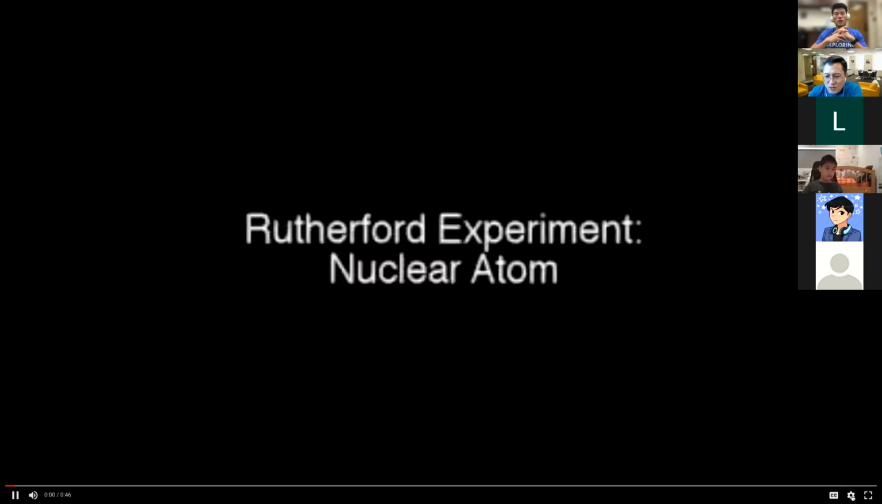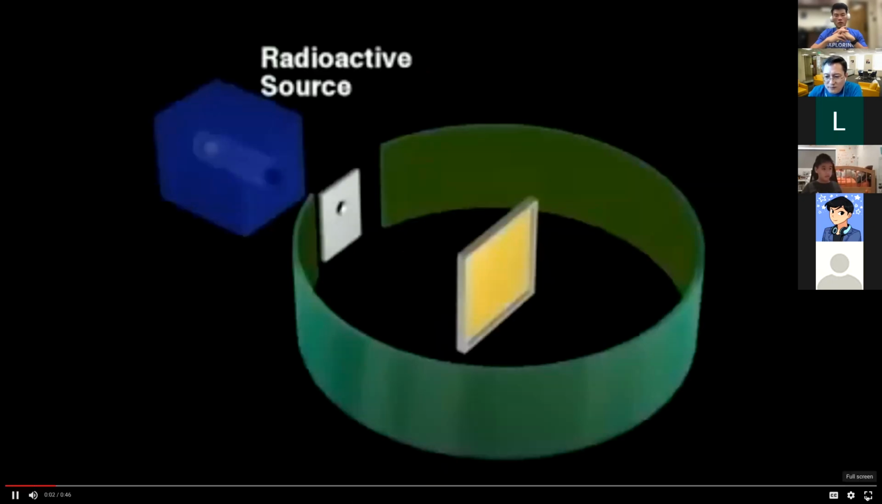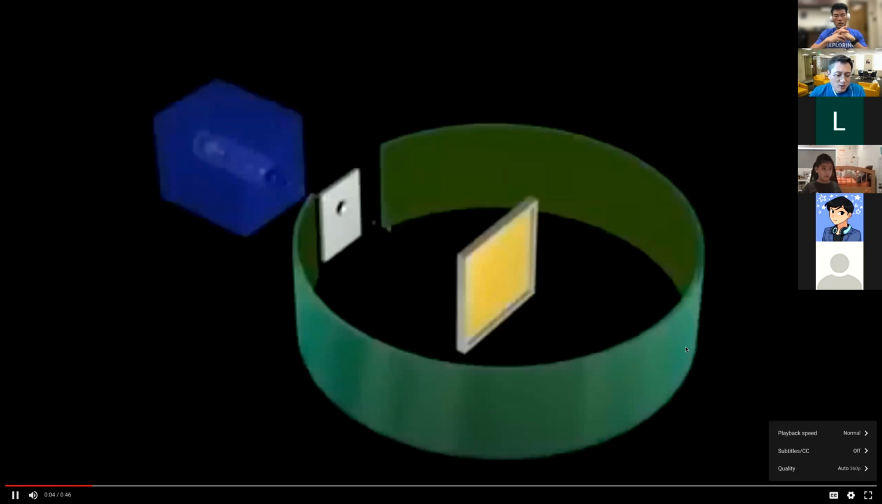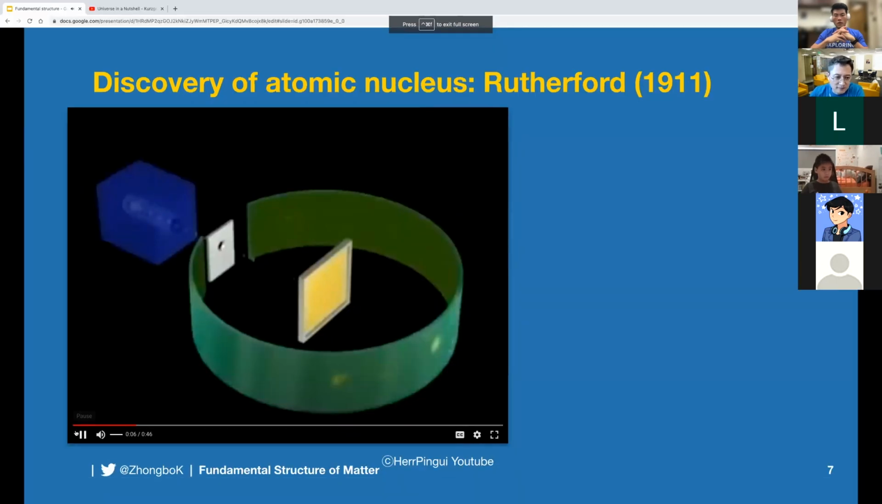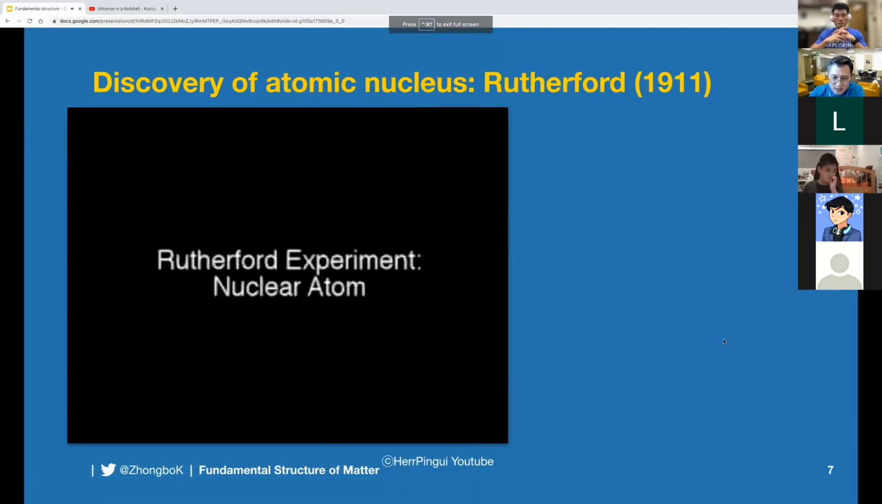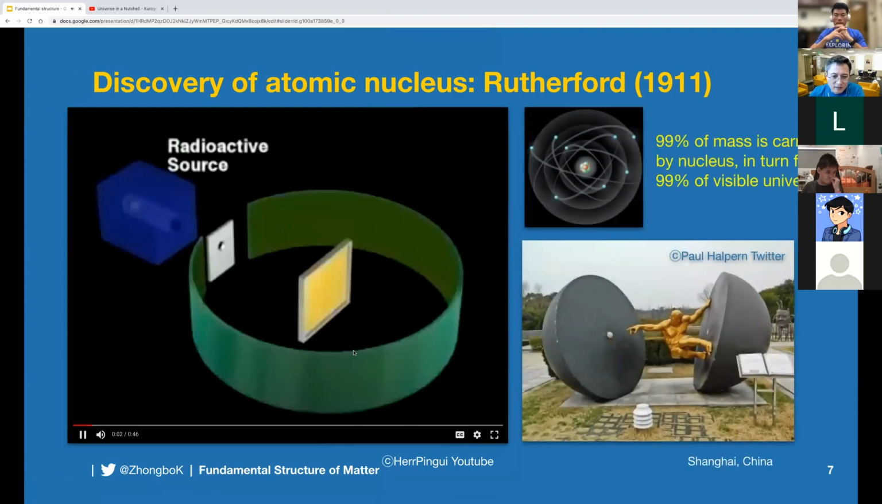So this one, in 1910, Rutherford and his co-workers were studying the angles at which alpha particles were scattered. So let's go further.